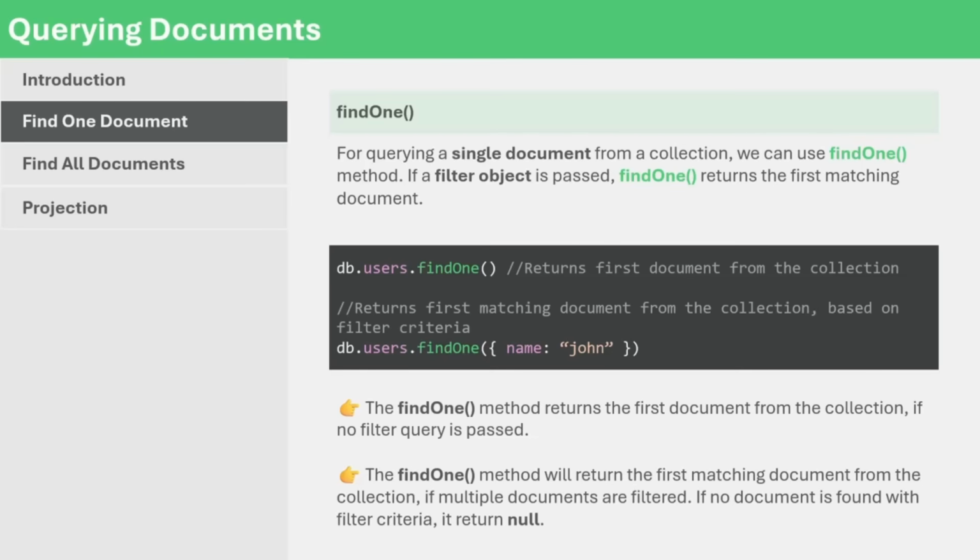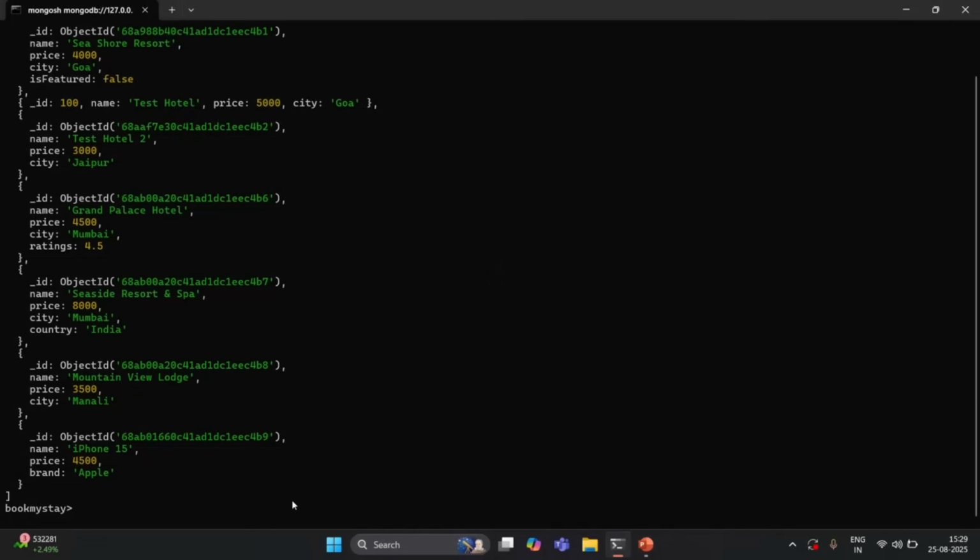Let's try to understand it with an example. So let's go to the Mongo shell. And here, let me first clear the shell. Now, on the db object, we are going to access the hotels collection, which we want to query. And on that, I'm going to use the findOne method. Here to this findOne method, I'm not passing any argument. So in this case, the findOne method will return us the first document from the collection. If I press enter, you see it has returned us the first document from the collection.